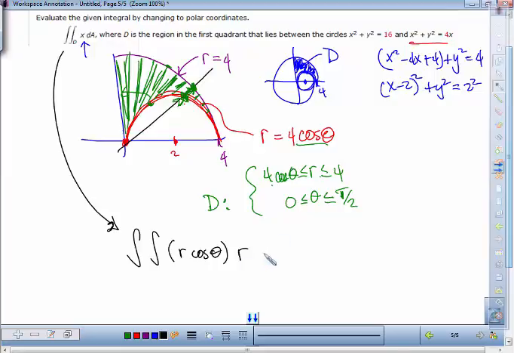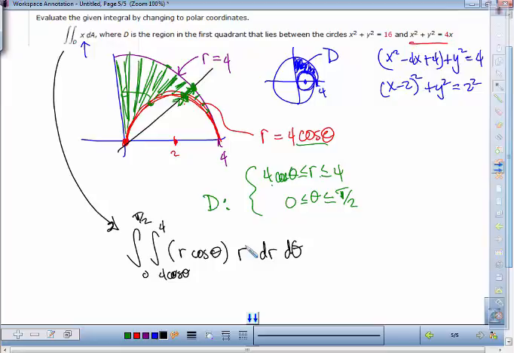And then your r goes from, not minus, just 4 cosine theta to 4. Those are your r limits. And then your theta limits are going to go from 0 to pi over 2. Okay. I see that I can put the r squareds together, and then I have a cosine theta.